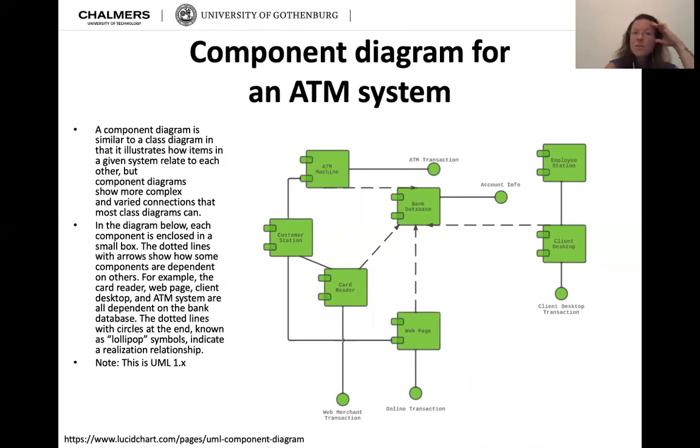A component diagram is similar to a class diagram in the sense that it illustrates how items in a given system relate to each other, but component diagrams show more complex and varied connections than most class diagrams can. In this diagram, each component is enclosed in a small box, and the dotted lines with arrows show how some components are dependent on others. For example, you have the card reader, the web page, the client desktop, and the ATM system, and they're all dependent on the bank database. The dotted lines with circles at the ends, also known as lollipops, indicate a realization relationship. Again, this is also UML 1.x.